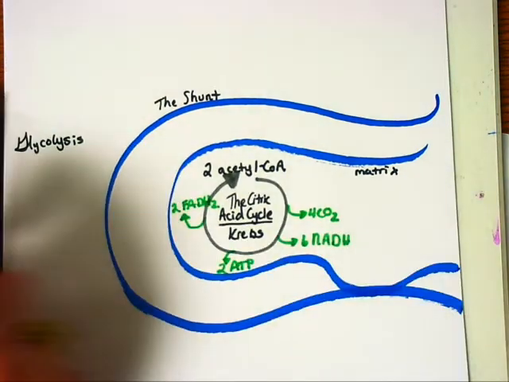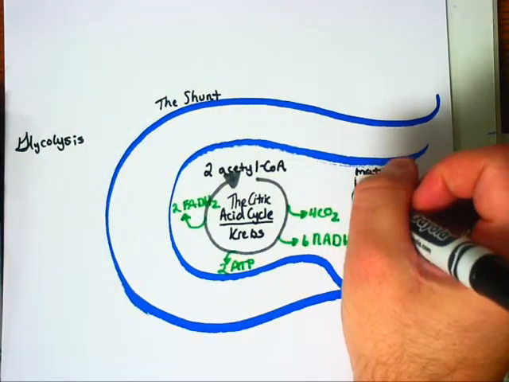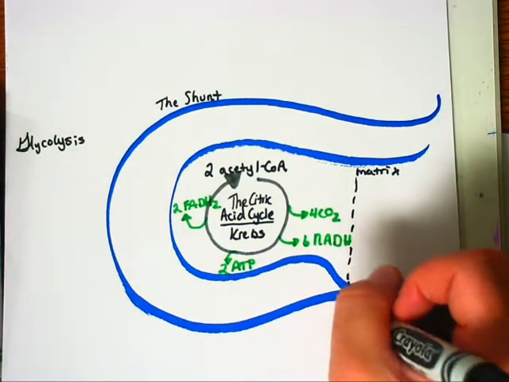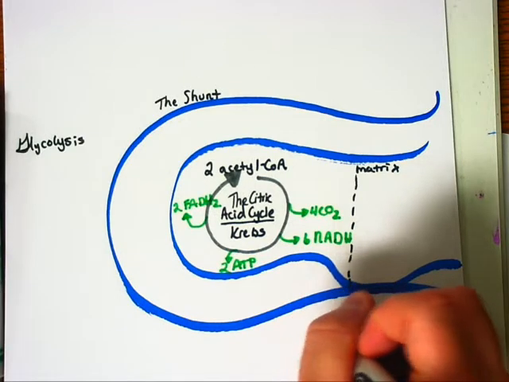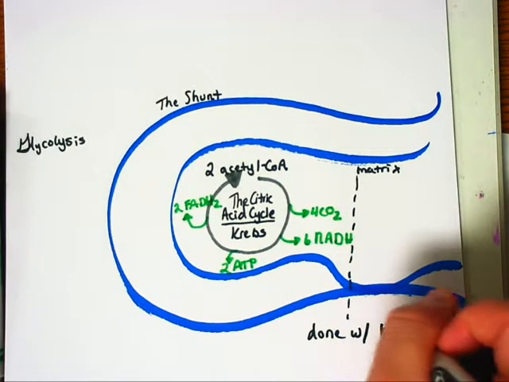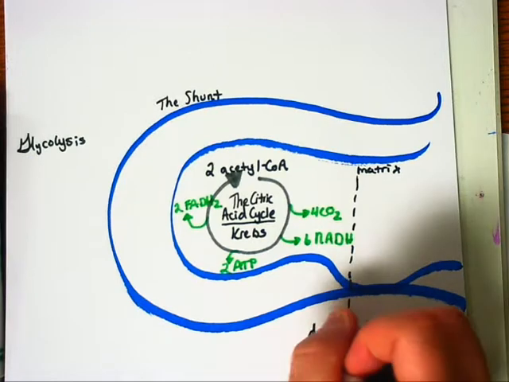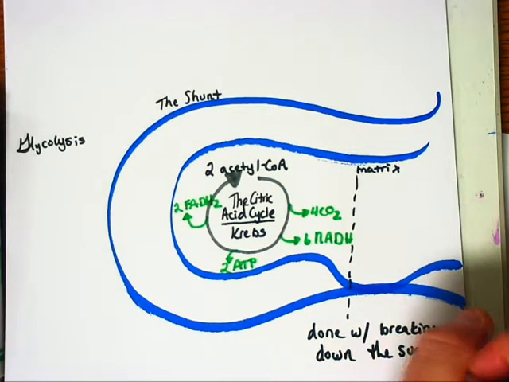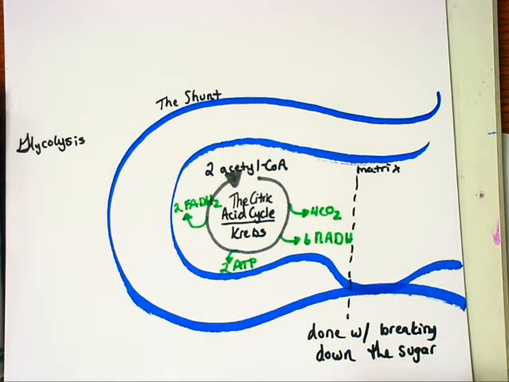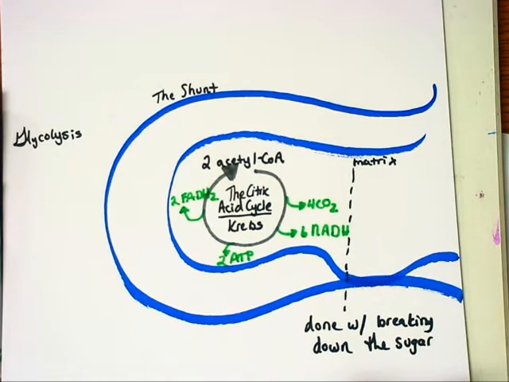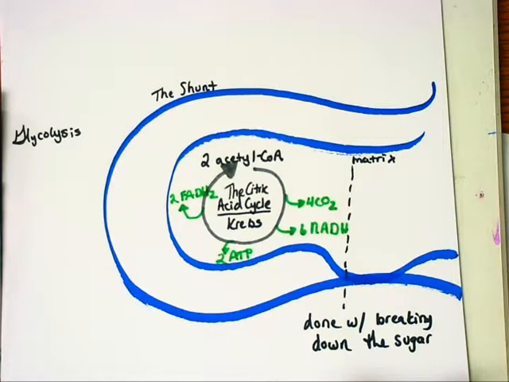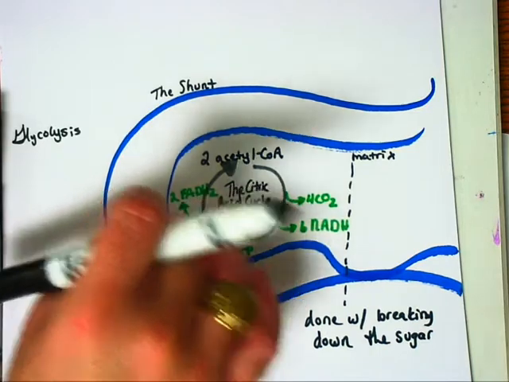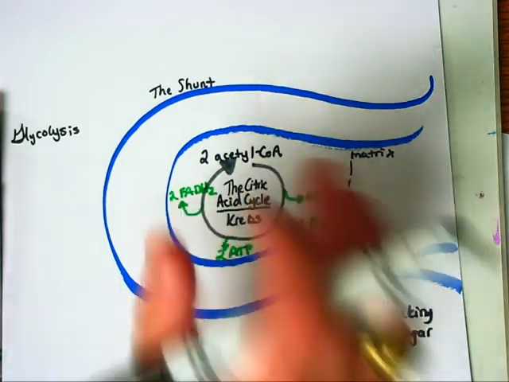Now, at this point, we're essentially done with breaking it down. The sugar is no more by this point. Think about it. The sugar, the glucose you started with was transformed into 2 pyruvates. The pyruvates became 2 acetyl coenzyme A's, and you broke down everything.